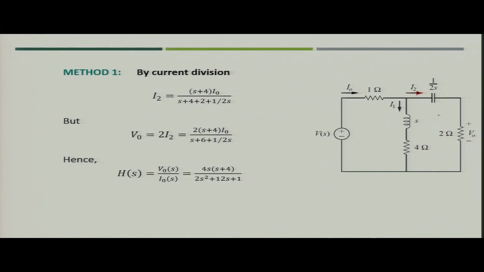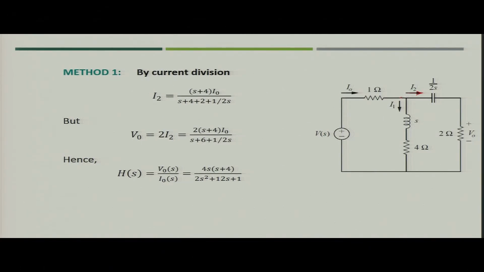Now, in the current division method, how will you apply it? You see that the impedance of this particular leg is s plus 4. So, the current flowing in this leg would be (s plus 4) divided by the impedance of the complete loop, that is s plus 4 plus 2 plus 1 upon 2s, then multiplied by I naught.